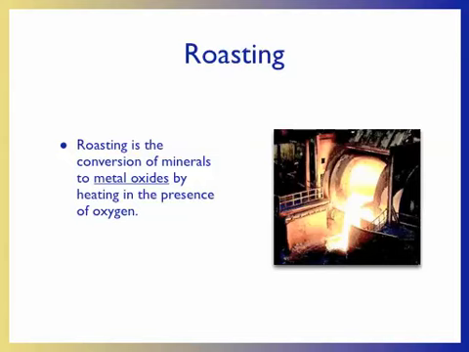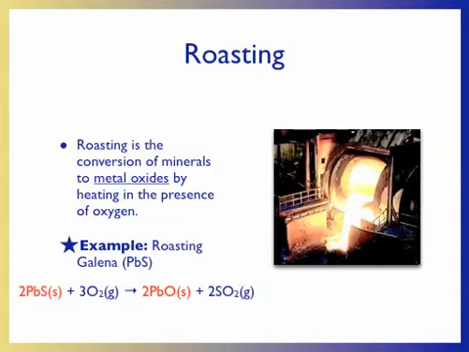Another process that can be used as preliminary treatment is roasting. Roasting converts minerals to metal oxides by heating those minerals in the presence of oxygen. For example, we can take the mineral galena, which is mostly lead(II) sulfide, and heat it in the presence of oxygen. We then end up getting lead(II) oxide and sulfur dioxide gas. The lead(II) oxide is then used to reduce the lead into free lead.